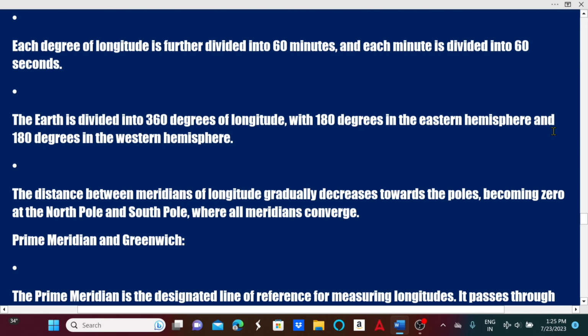Prime meridian is the point from where we, like the equator is dividing Earth into two parts. Like the prime meridian is also the imaginary line from where we started the measurement of longitude. The prime meridian is the designated line of reference for measuring longitudes.